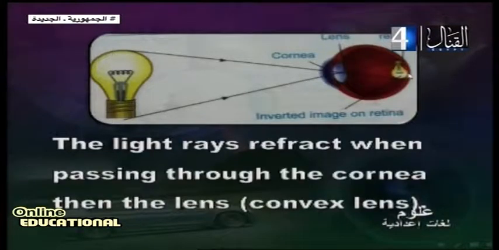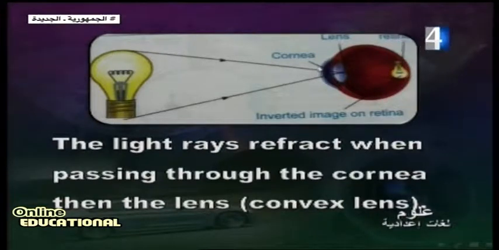Okay, here we have an object in front of the eye. Light rays enter inside the eye and are refracted by the lens, forming image on the retina. Of course, we can see here the image is inverted or upside down and smaller in size. So how can we see upright objects? Let's see. Light rays refract when passing through cornea, then the lens. So the first refraction of the light starts at cornea and after it on the lens, convex lens.